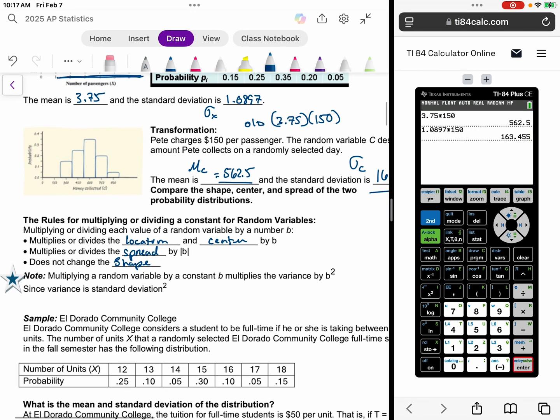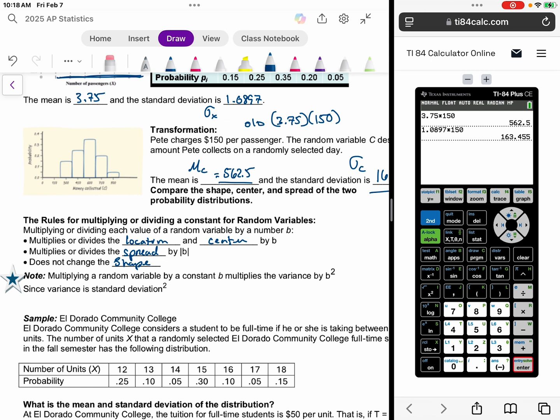So, general rules for multiplying and dividing a random variable by a constant. It multiplies or divides the location, the center, by whatever b is. We multiply or divide the spread, the standard deviation, by the absolute value of b.